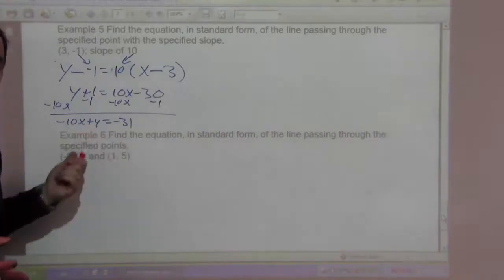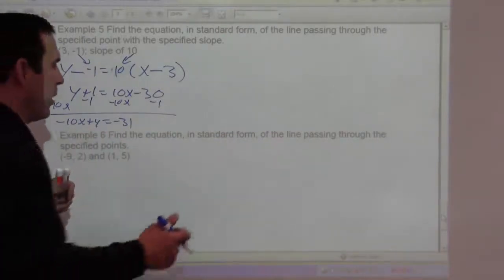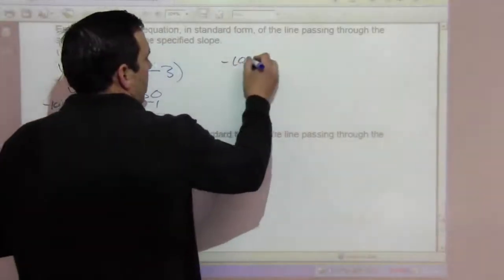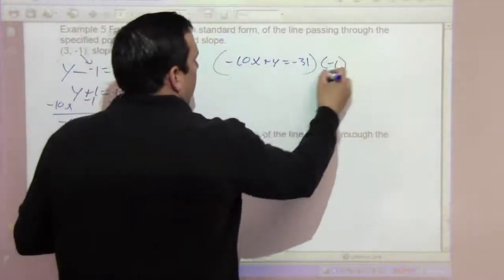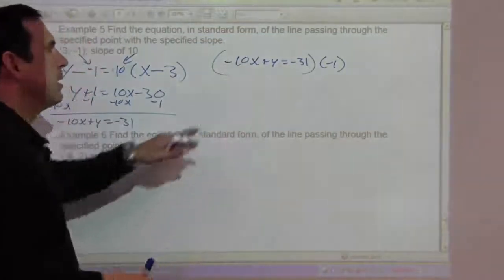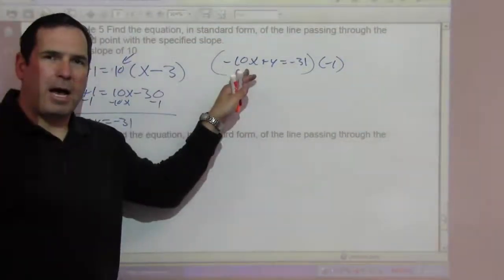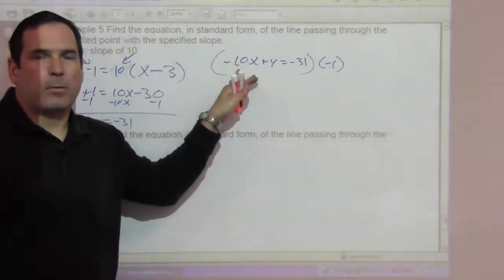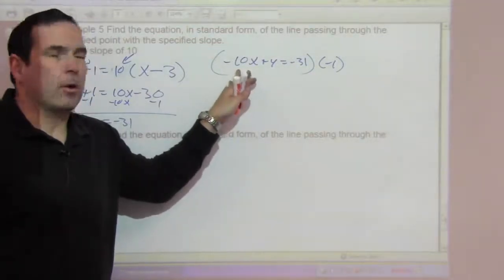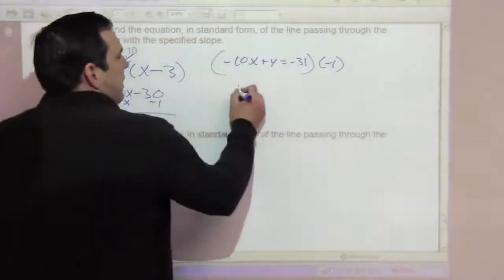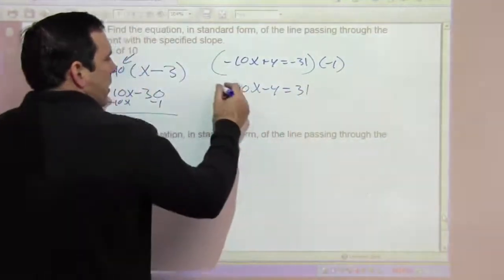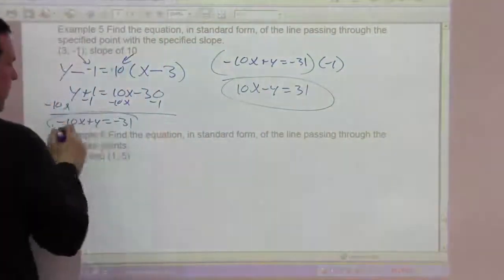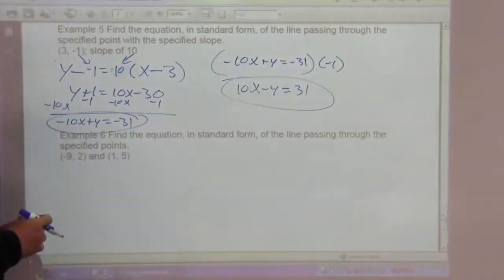Now, it's likely that if you look this up in the book, the answer would have been multiplied by negative 1, because you typically want the coefficient for x to be a positive whole number. Whole numbers are all positive, but they want it to be a whole number. So it would be 10x minus y equals a positive 31. The point is, these are both standard form. These are both the answer.